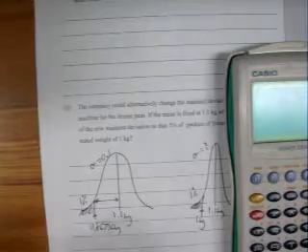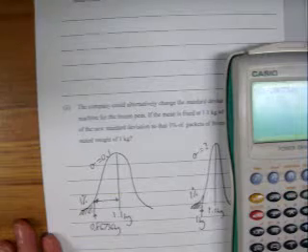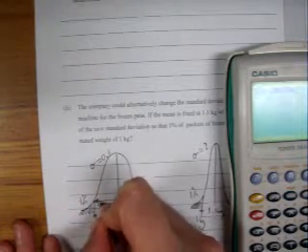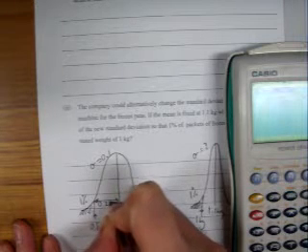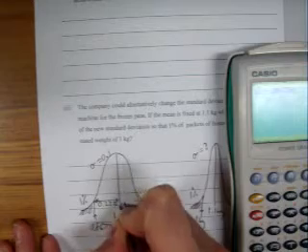Let's work it out on the calculator. 1.1 minus 0.86736. We know that this distance from the mean as a measure of spread is 0.23264.